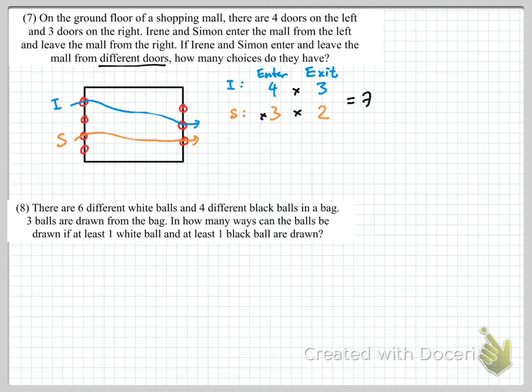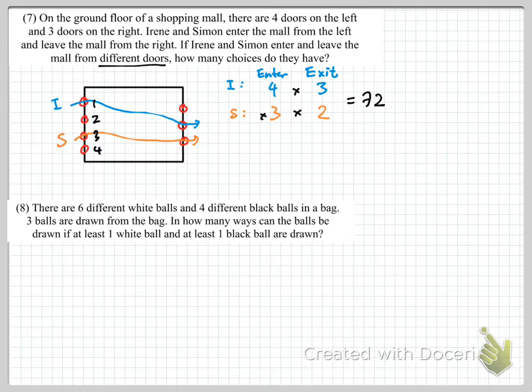The answer is 72. Alright, so that is question 7. There is another way of thinking about question 7. If you label the doors like 1, 2, 3, 4, you pick 2 numbers from 1, 2, 3, 4. The first number will be Irene's entering. The second number will be Simon's entering.